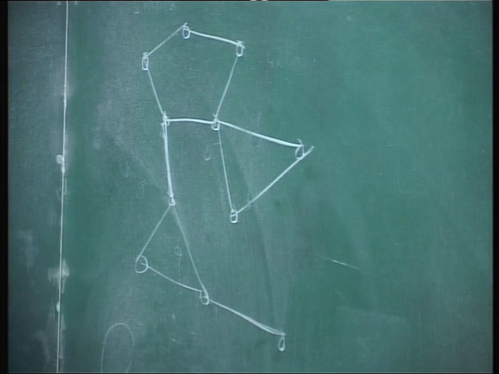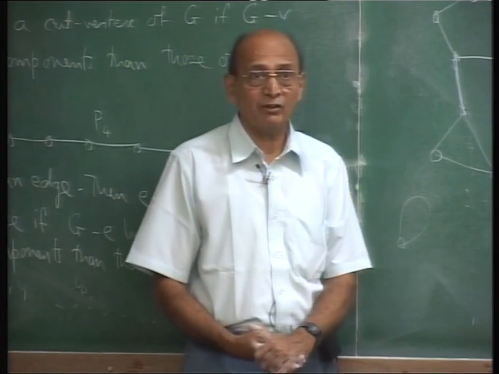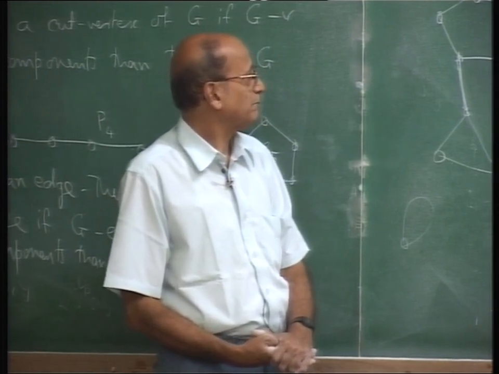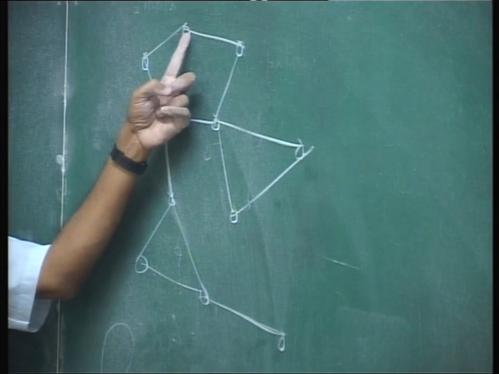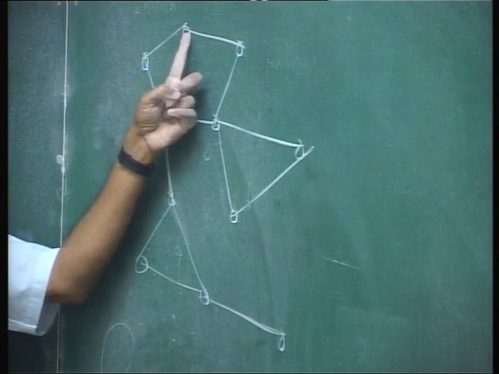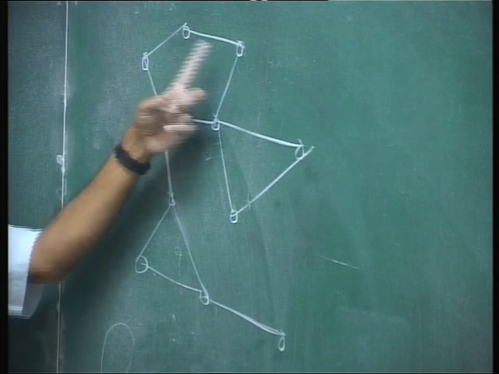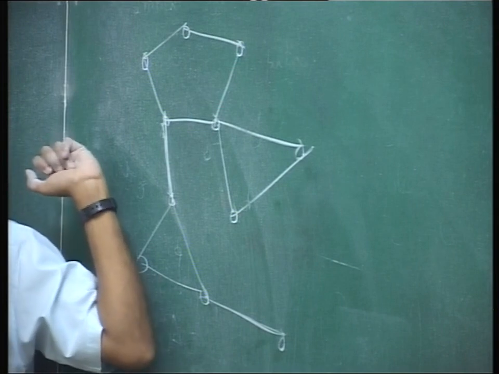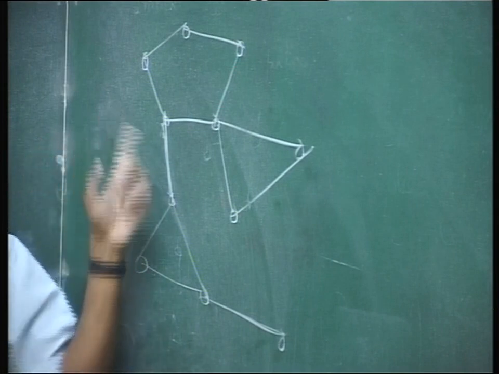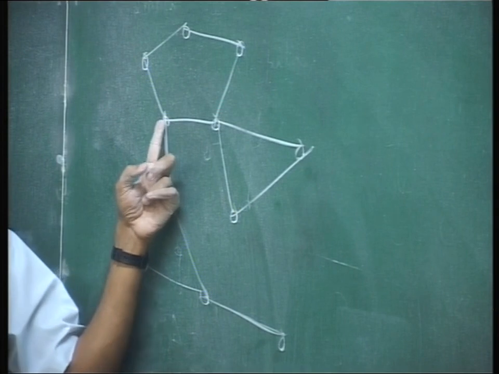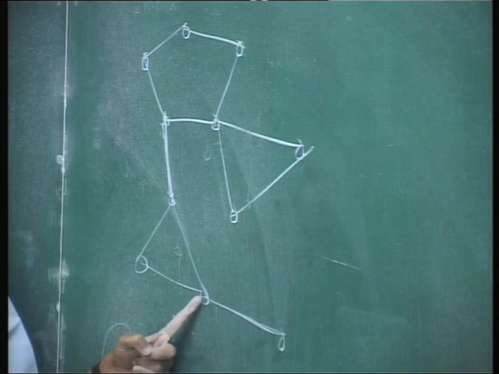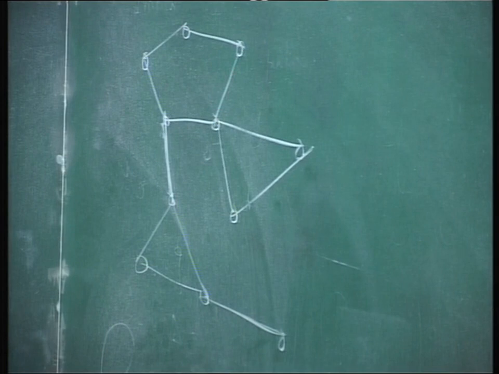Does this graph have cut vertices? How about this? Is that a cut vertex? No, this is not a cut vertex. How about this or that? These are not cut vertices. So where are the cut vertices, if any? This is a cut vertex. This is a cut vertex. This is a cut vertex. This is a cut vertex. This is also a cut vertex. So there are four cut vertices. So there are cut edges as well as cut vertices.